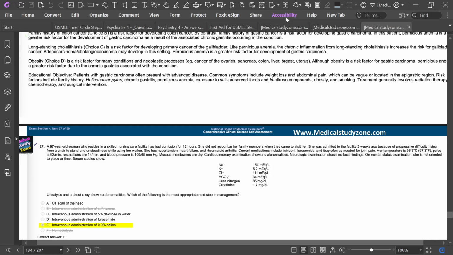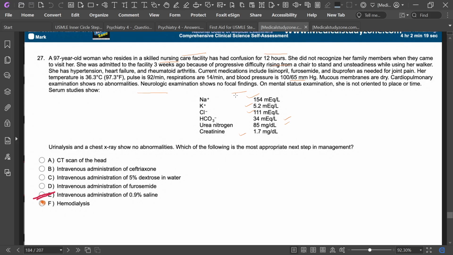Using her walker. She has hypertension, heart failure, and rheumatoid arthritis. Medications: lisinopril, furosemide, ibuprofen for joint pain. Temperature is normal. Pulse is normal. Respiration normal. BP a bit low. Mucous membranes are dry. Cardiopulmonary exam is fine.